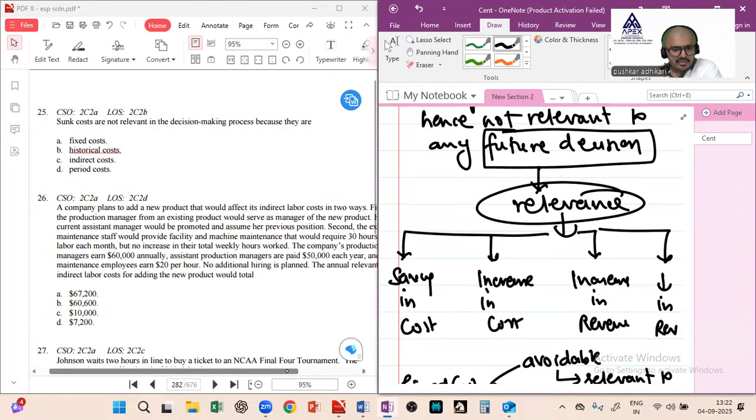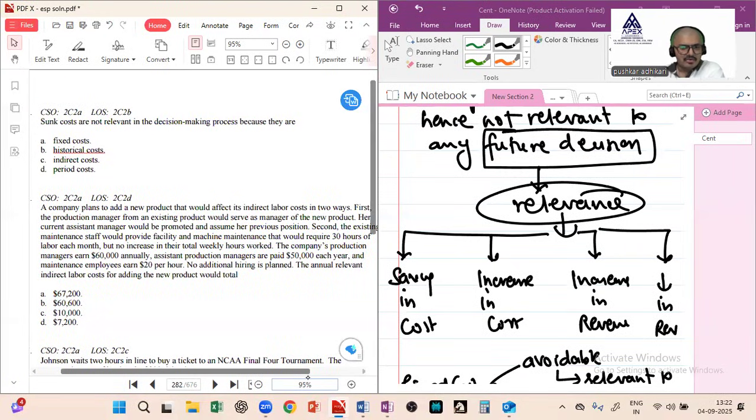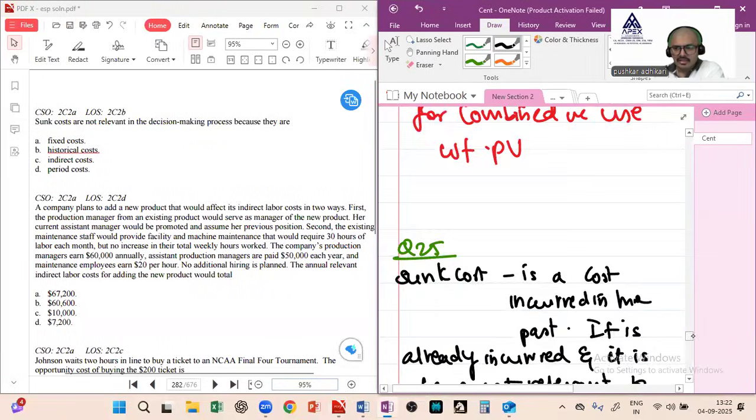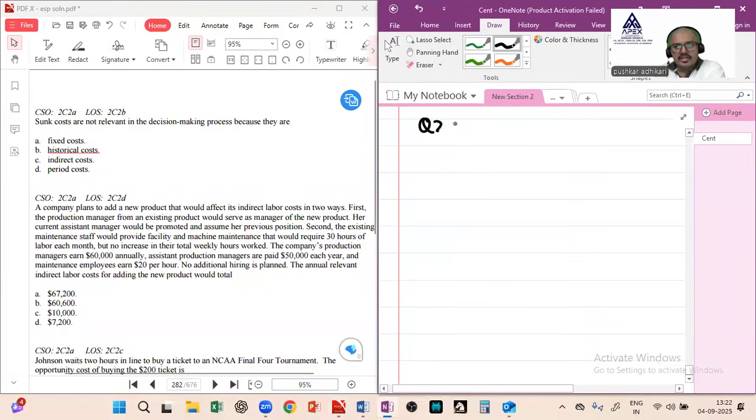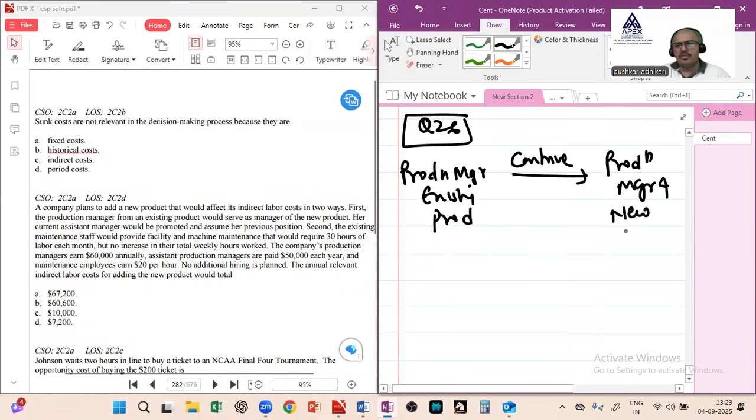Now let's go to the next question, question number 26. Again, an interesting question based on this very same concept. Rather interesting question. A company plans to add a new product that is going to affect its indirect labor cost in two ways. First, the production manager from the existing product will serve as the production manager of the new product. Please try to understand.